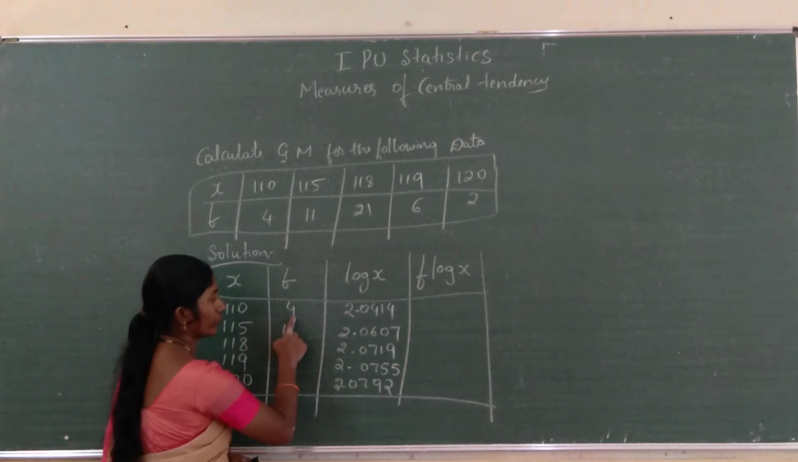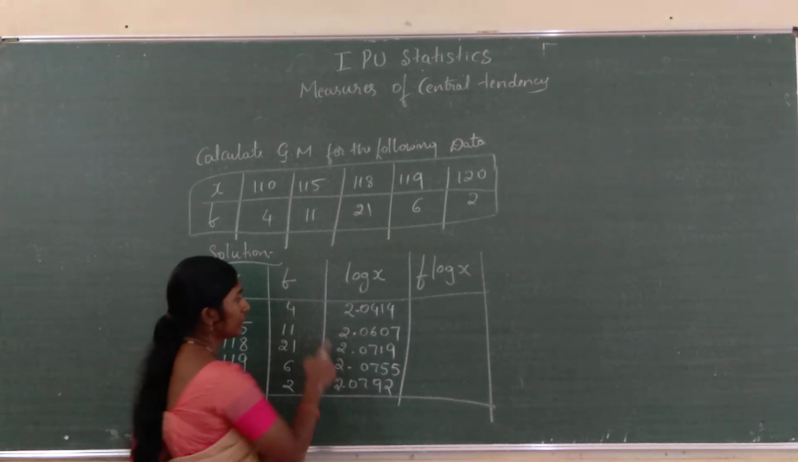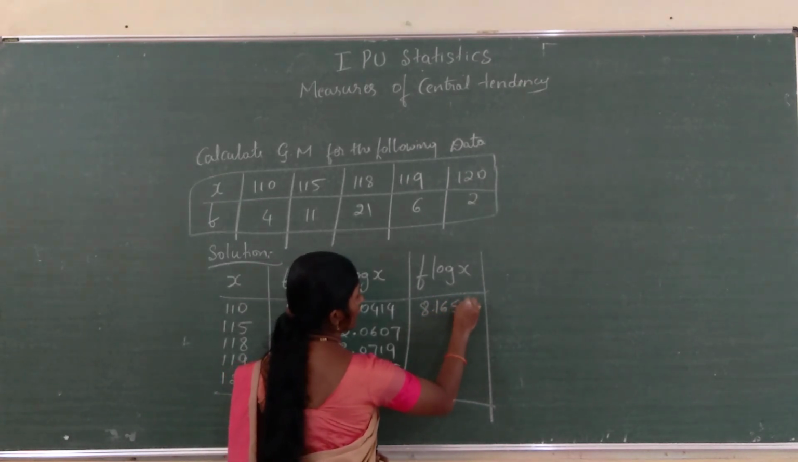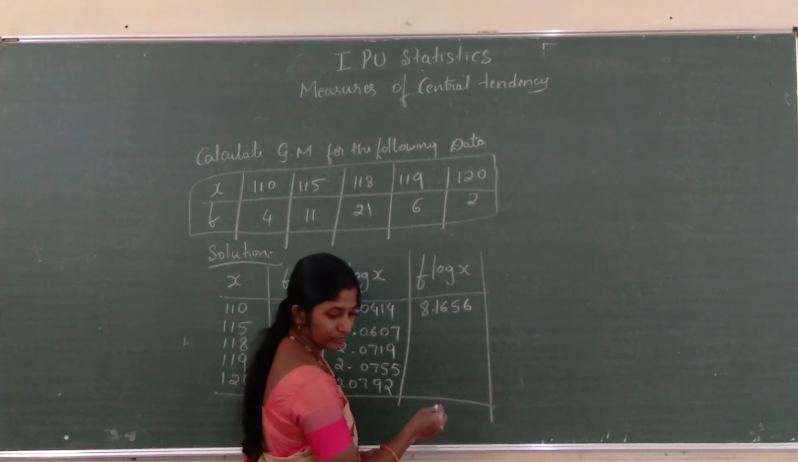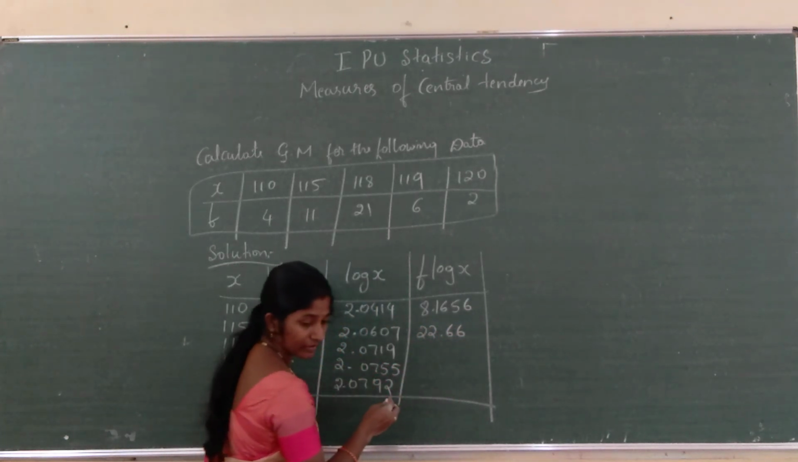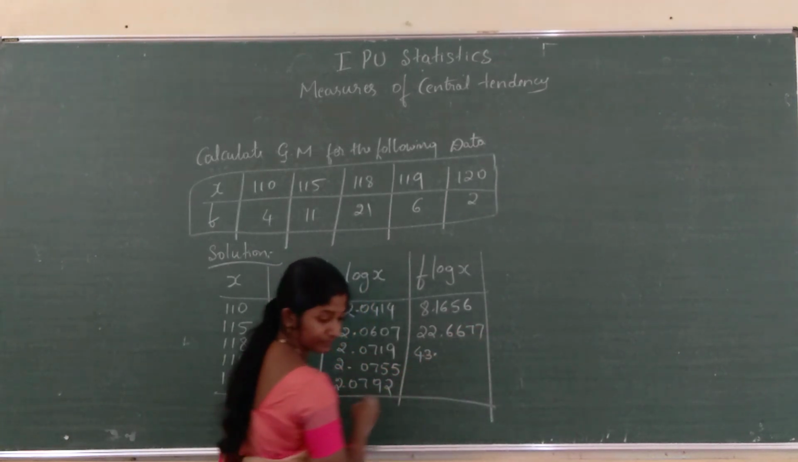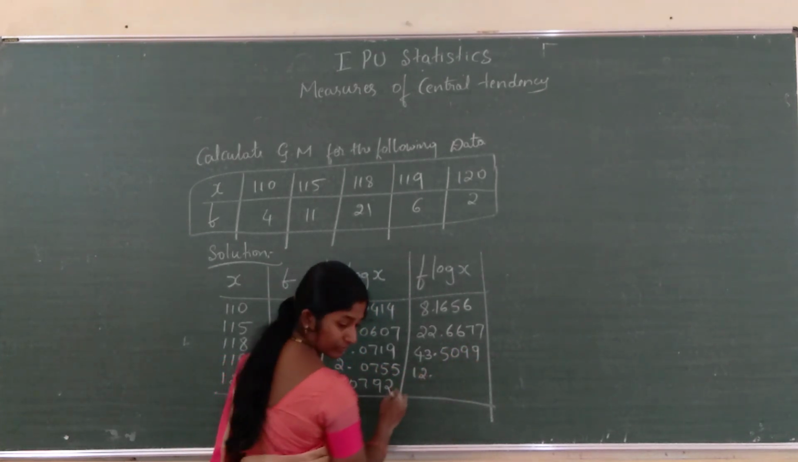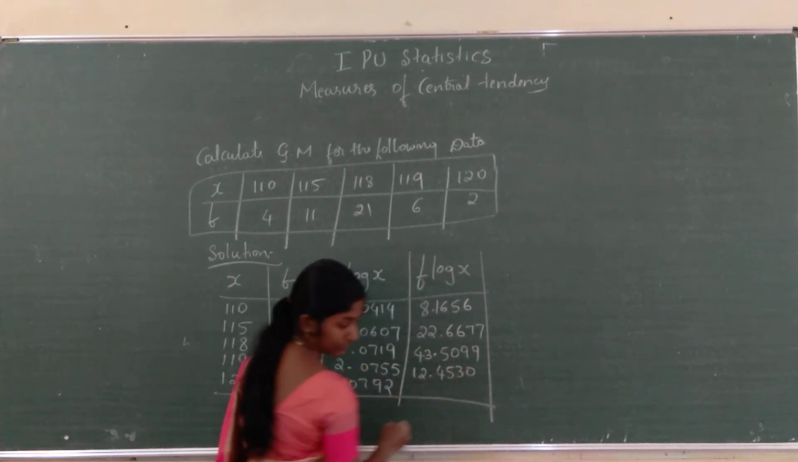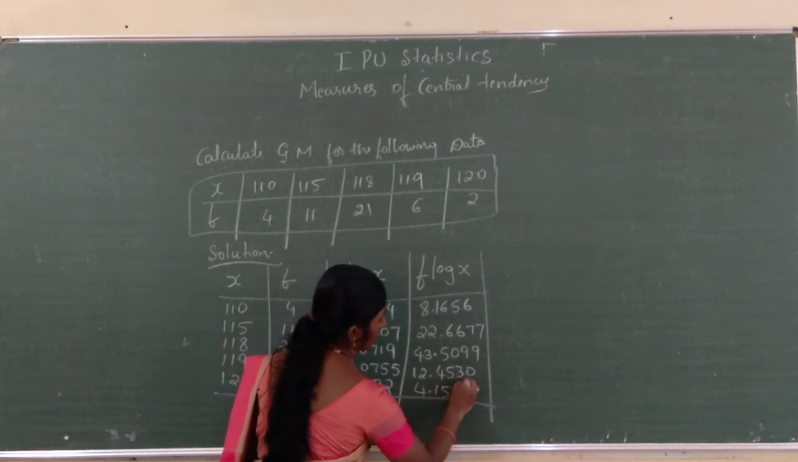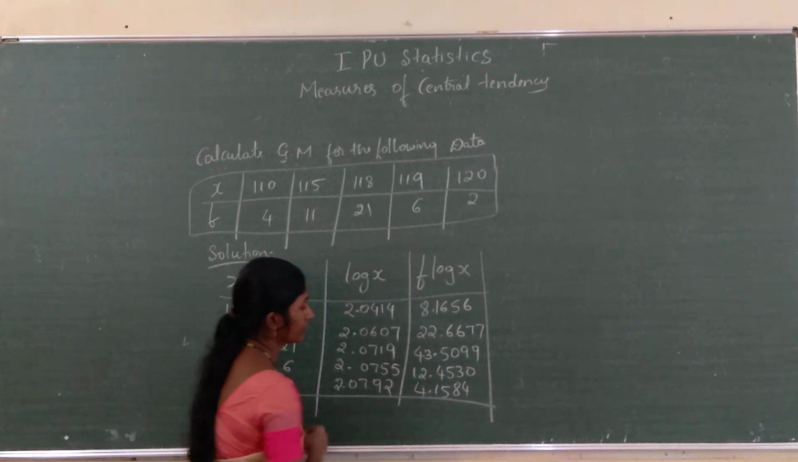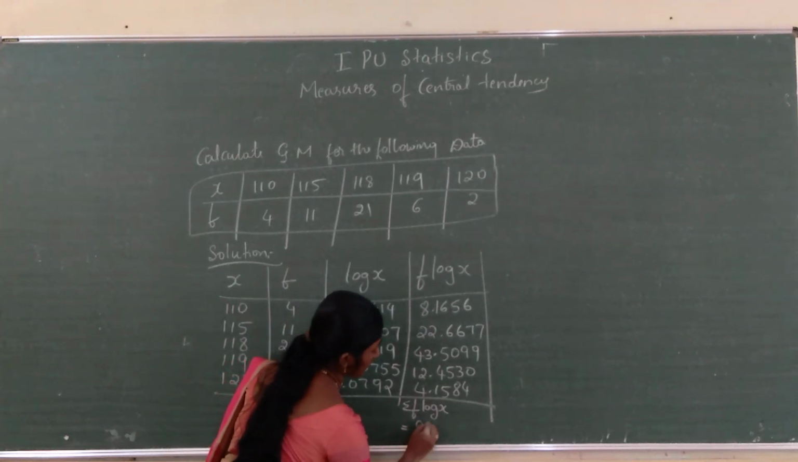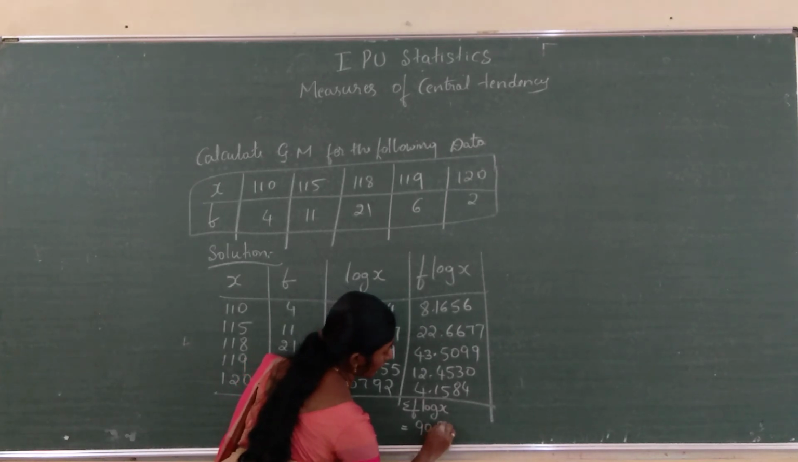Now multiply with the frequency: 4 into 2.0414 by using calculator. 4 into 2.0414 multiply, your answer will be 8.1656. Idannu adhe riti multiply maadtha hogi: 22.6677, 43.50993, 12.4530, then 4.1584. Now add all these values. Summation f log x, final answer, that is 90.9546.